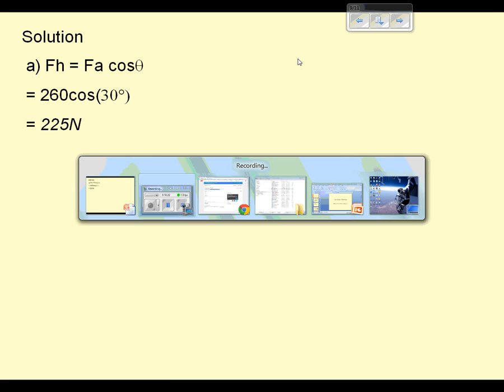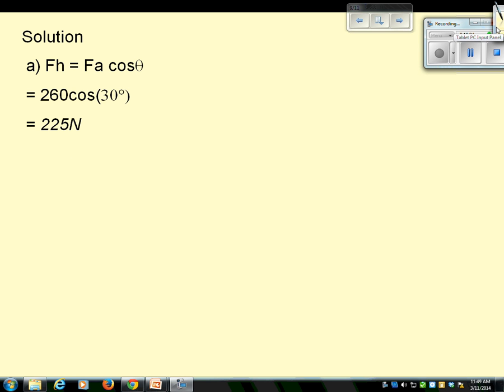Okay. So, the horizontal component is Fa cos theta. In this case, 260 cos 30, or 225. The horizontal component is Fh, and it's 260 times the cosine of 30. So what does 225 newtons actually go into doing? It's pulling the block sideways, and you have to add the one that's going up and take away from the friction force. We're going to get there.